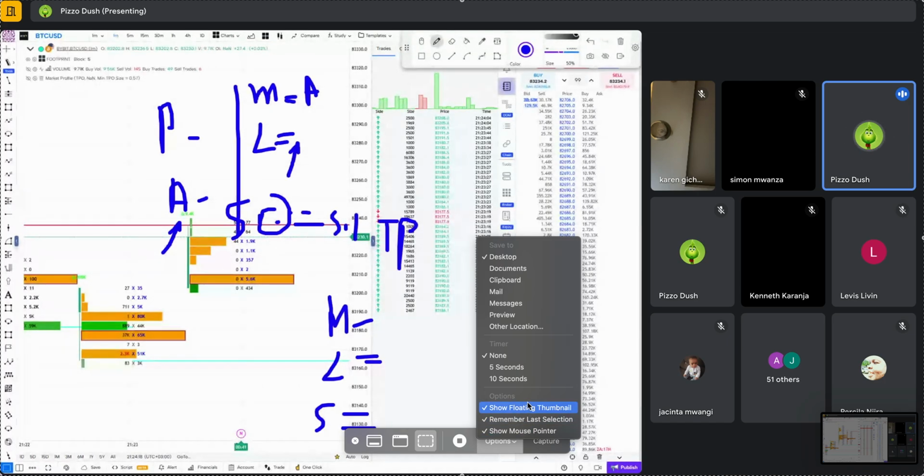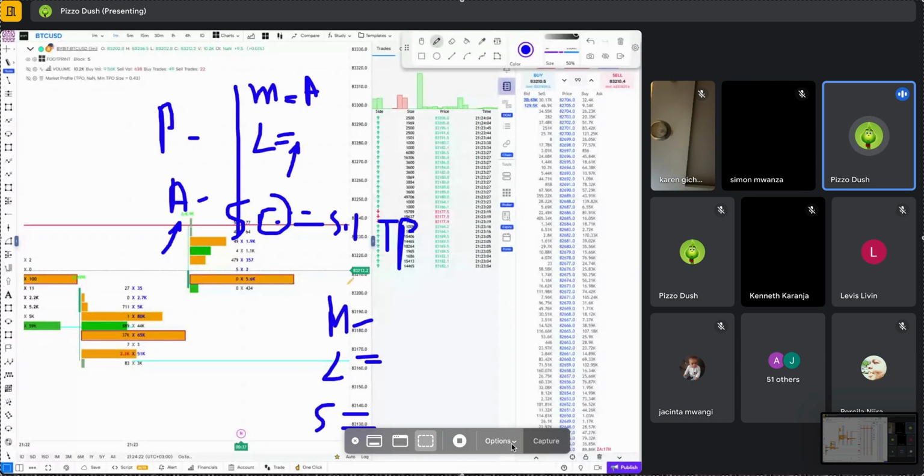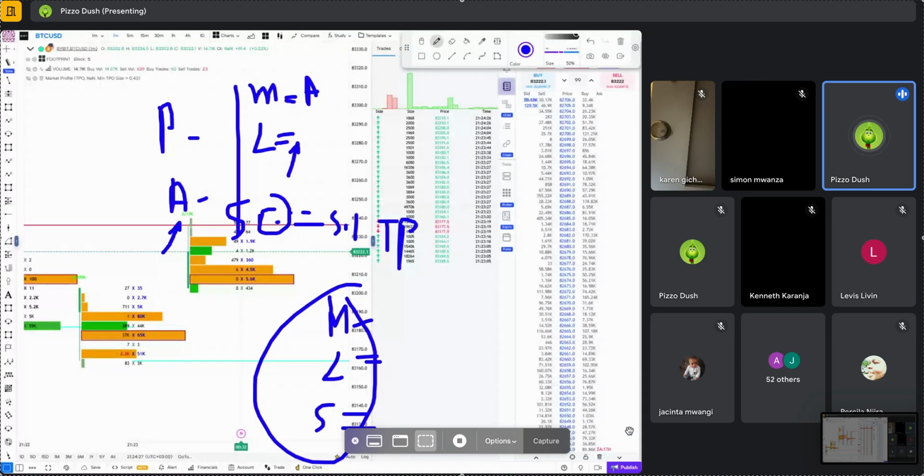Now I hope you have understood what order flow is, the key components of order flow, I mean the 3 types of orders. What else? Let me see what I'm missing in the introduction part.